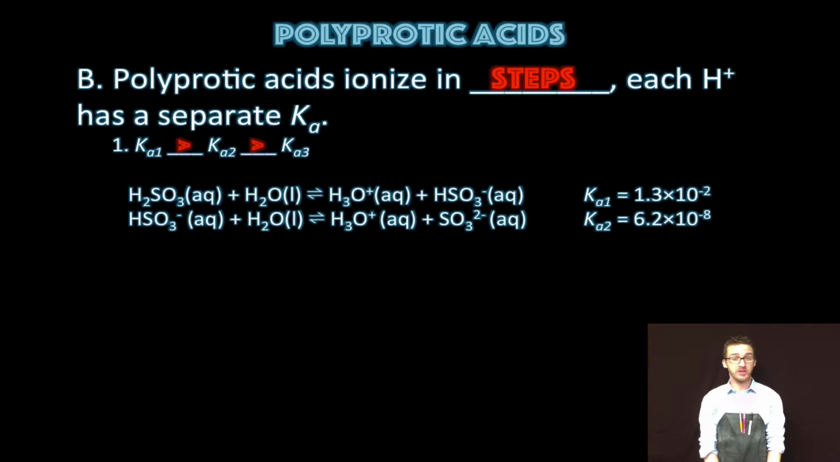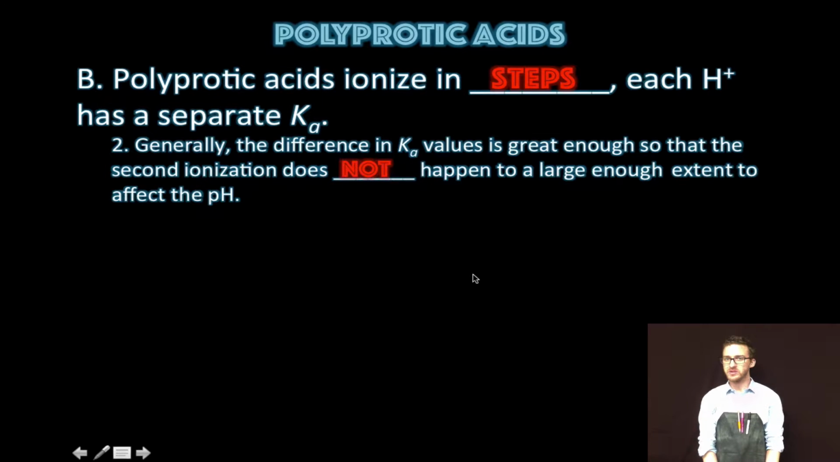The example you have on your screen is of sulfuric acid. Again, notice that initially in the first step, it will ionize one of those hydrogen ions to form hydrogen sulfate, and then hydrogen sulfate will ionize again to form the sulfate ion, ionizing in steps. Generally, the difference in those Ka values is great enough so that the second ionization does not happen to a large enough extent to affect the pH.